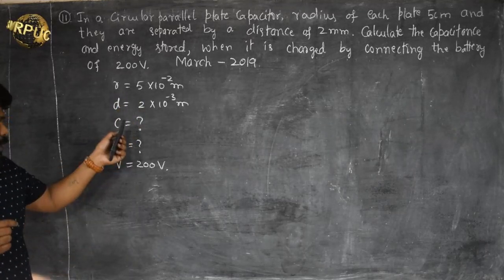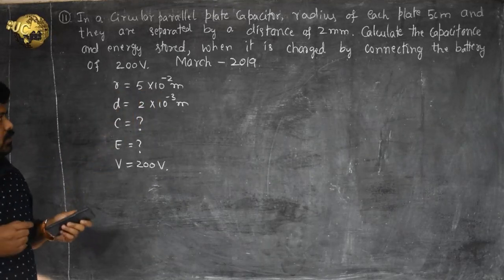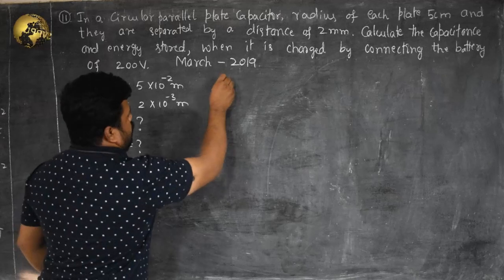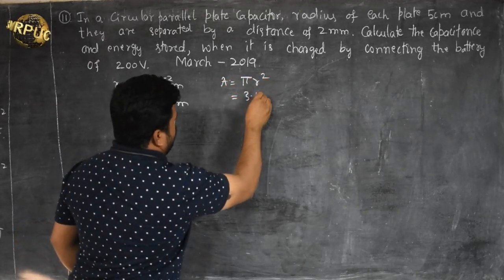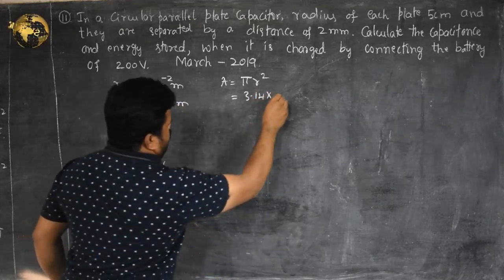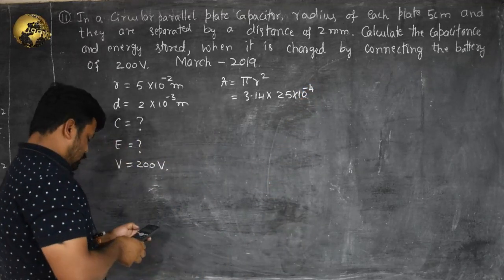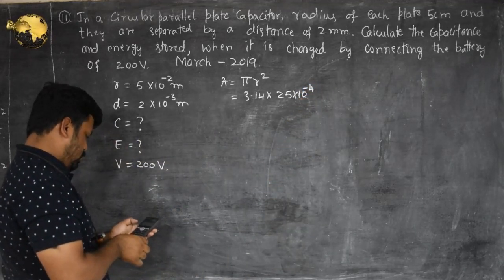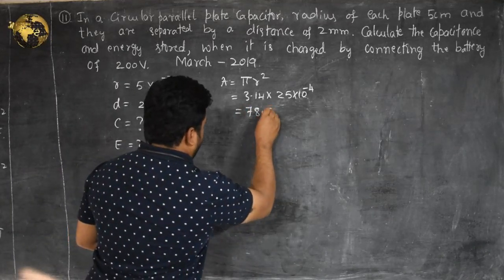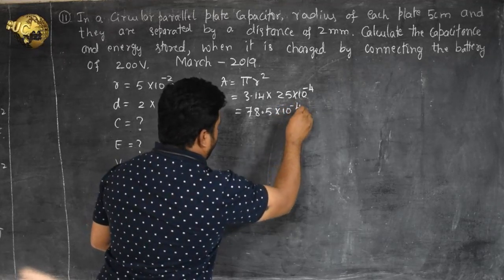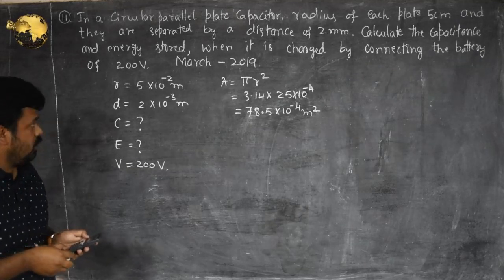Radius is given, and capacitance is related to distance and area. So let's find out the area of the circular parallel plate. Area of a circle is pi r square. So 3.14 into 25 into 10 to the power minus 4. So 3.14 multiplied by 25 gives 78.5 into 10 to the power minus 4 meter square. So the area should be in meter square.